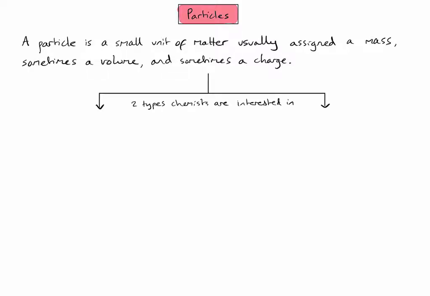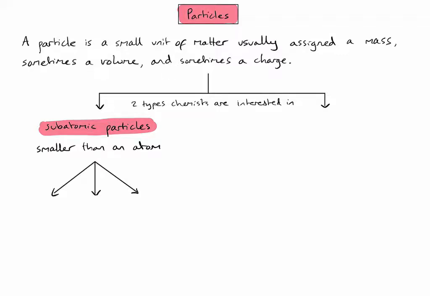Firstly is subatomic particles, and these are particles that are smaller than an atom. There are three main types of subatomic particle we're interested in. Protons, which have a symbol P+, neutrons, which might have a symbol N0, and electrons, which normally have the symbol E-.